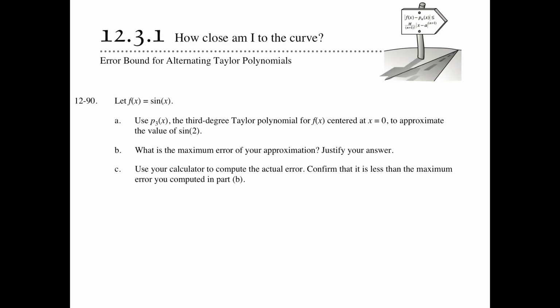Finally, problem 12-90 can be used to check for understanding at the end of class. In this problem, students will calculate the error bound when using a third-degree polynomial for sine of x, centered at x equals 0, to approximate sine of 2.